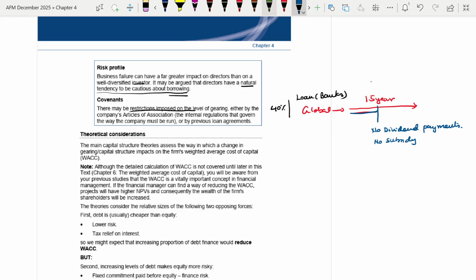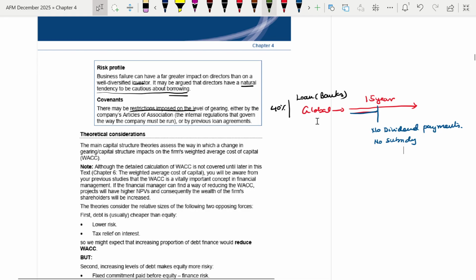Now, theoretically, are you clear about this? These are the points which we have to highlight. That's all. We are not saying that you have to highlight 10 out of 10. If you highlight 5, that's more than enough.